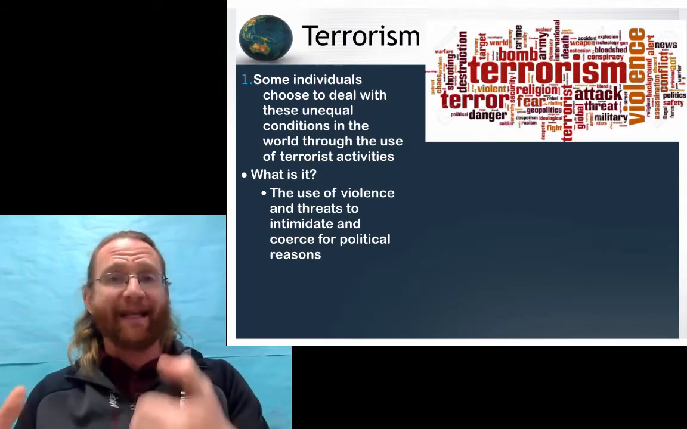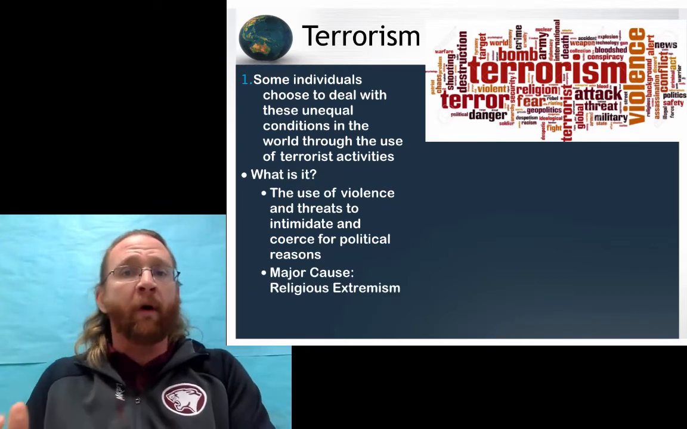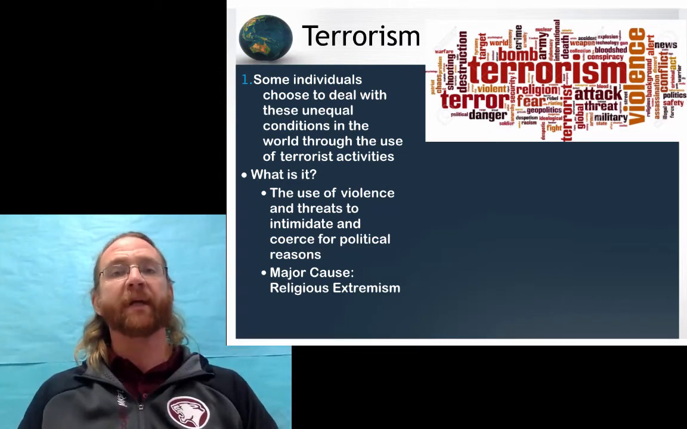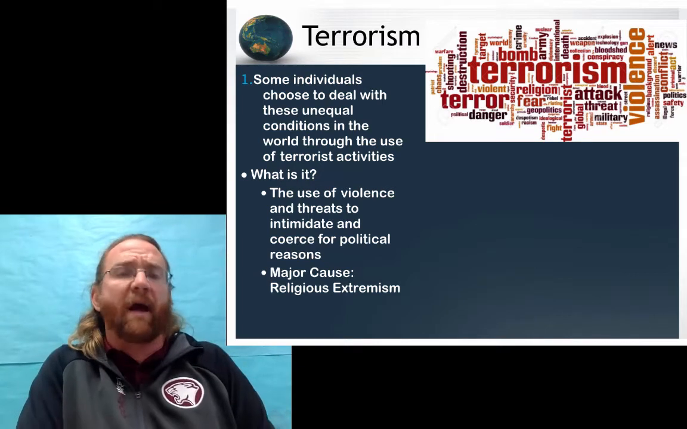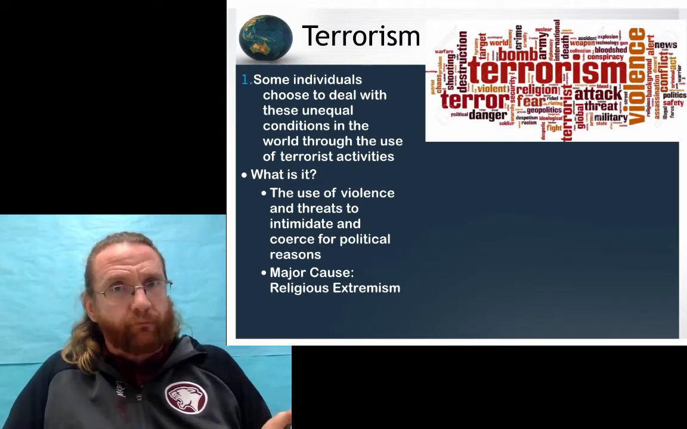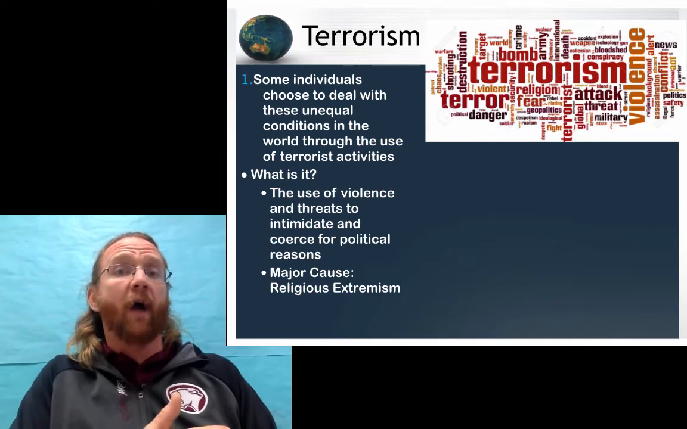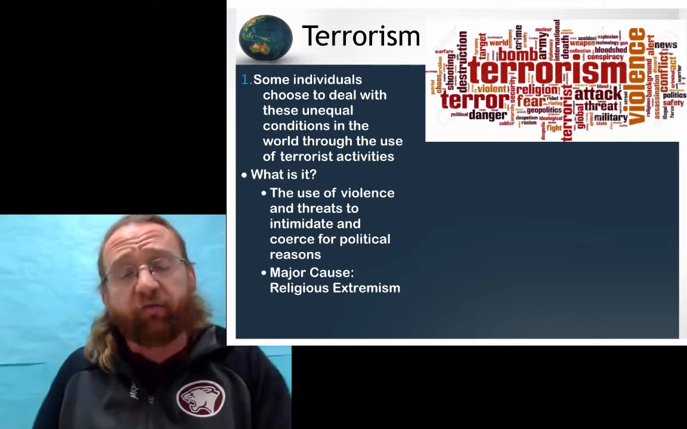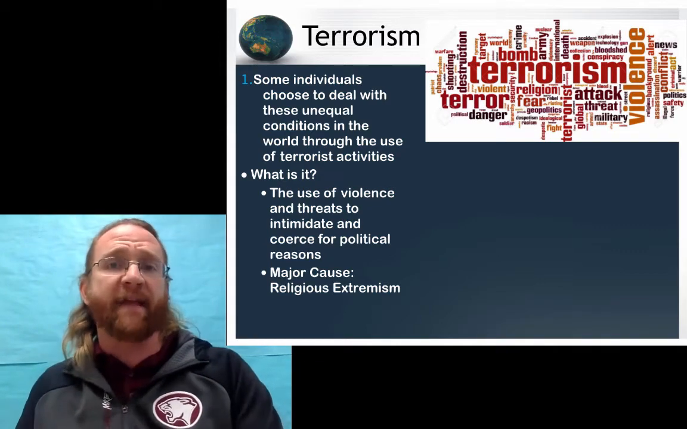The common strain in what I gave you right then was this: one of the major causes, not the only one, but one of the major causes of terrorism is religious extremism. People who are very devoted to their religion believe that their way is the right way and the only way. They believe that the way to get their point across and solve many problems is through terroristic activities and the use of violence. Obviously that's wrong and dangerous, but that is that belief.